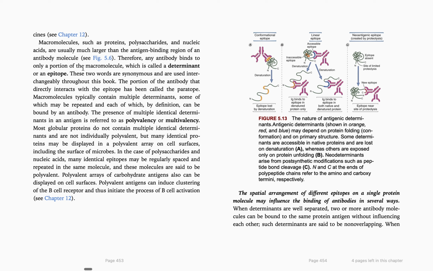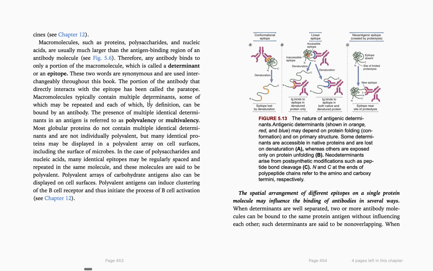Macromolecules such as proteins, polysaccharides, and nucleic acids are usually much larger than the antigen binding region of an antibody molecule. Therefore, any antibody binds to only a portion of the macromolecule, which is called a determinant or an epitope. These two words are synonymous and are used interchangeably throughout this book. The portion of the antibody that directly interacts with the epitope is called a paratope.